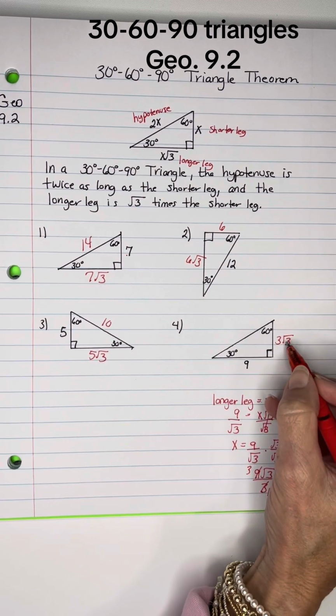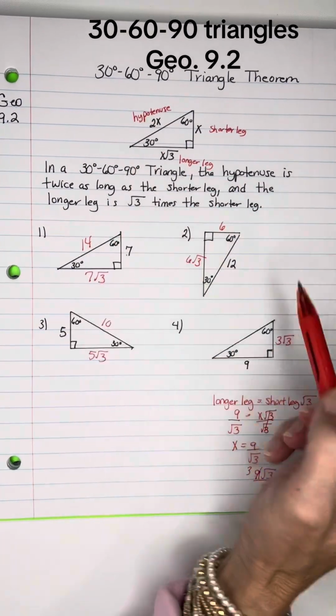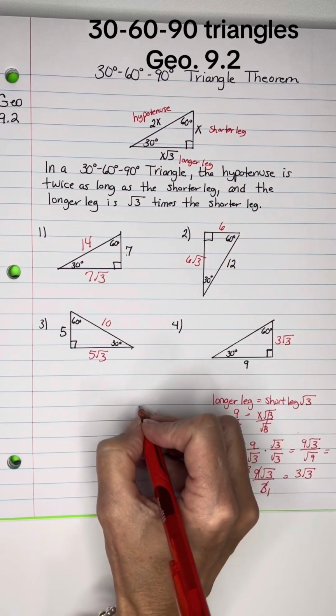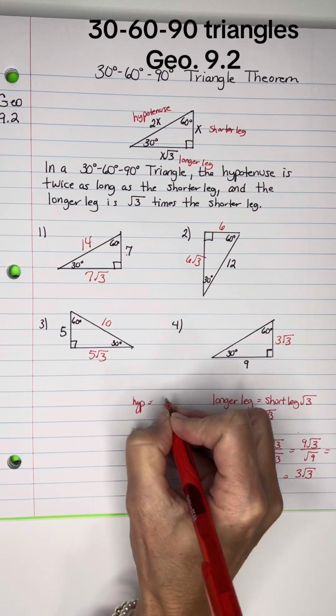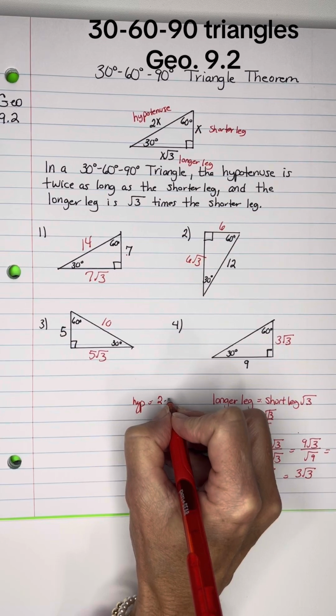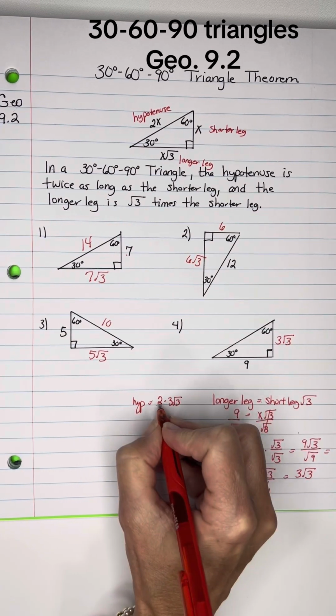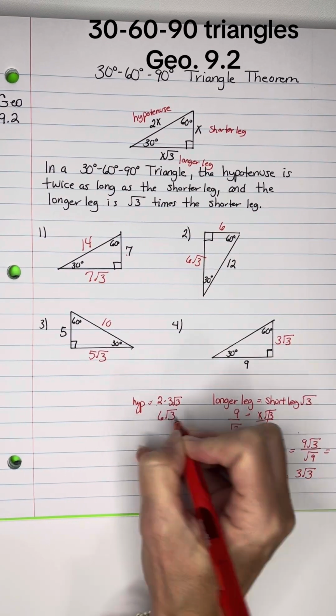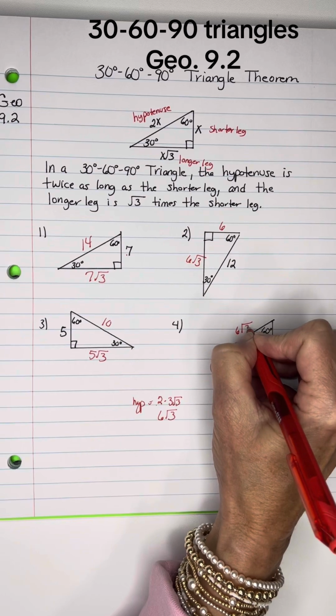Now I have to take that, and I know that the hypotenuse is 2 times whatever this is. So my hypotenuse equals 2 times the short leg, which is 3 root 3. 2 times 3 is 6 root 3. So here is 6 root 3.